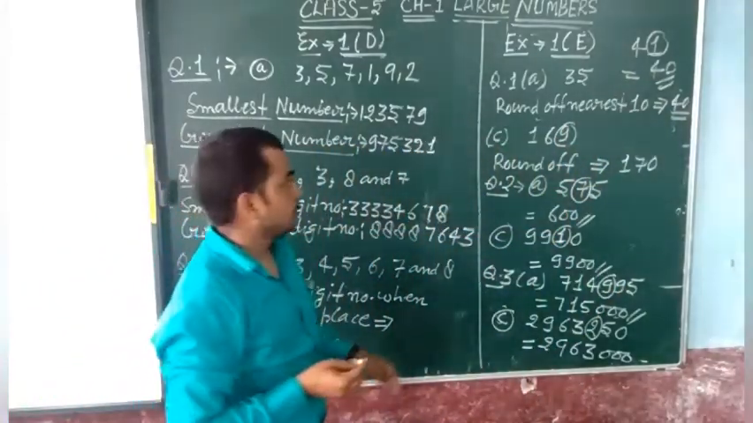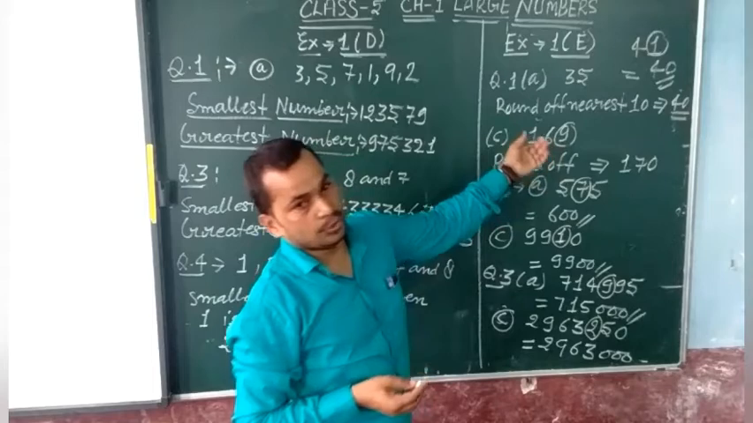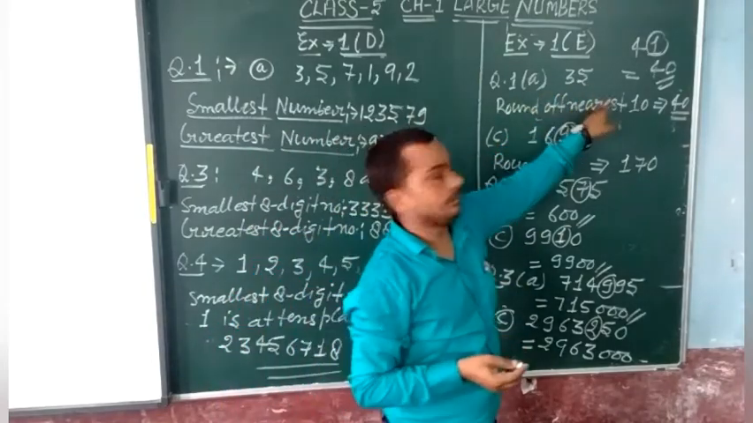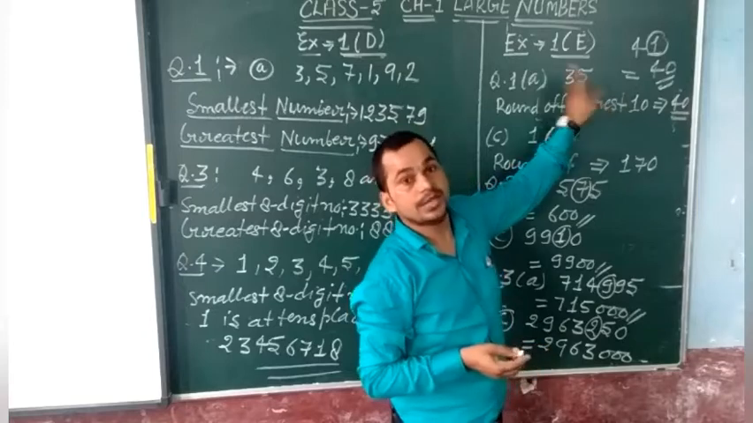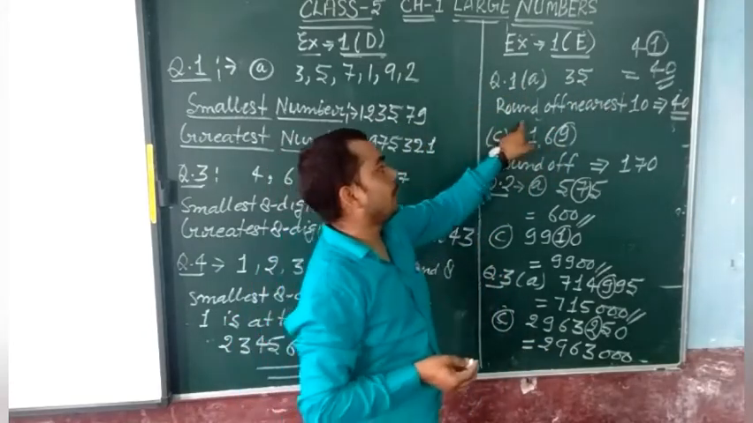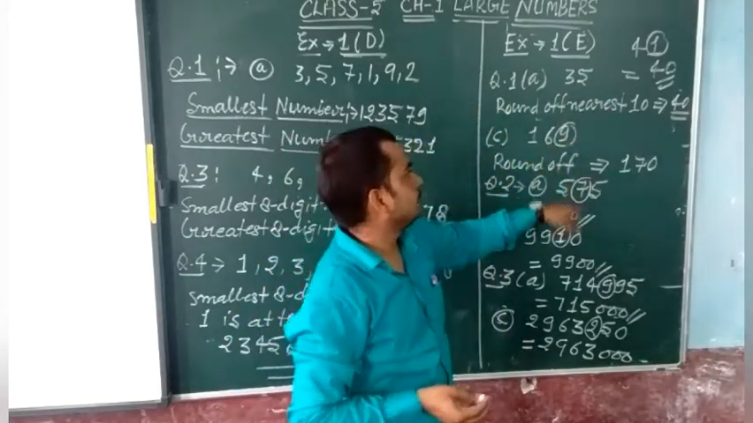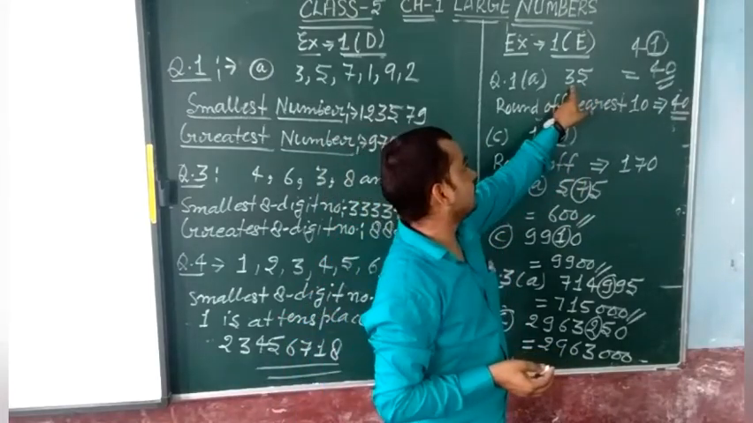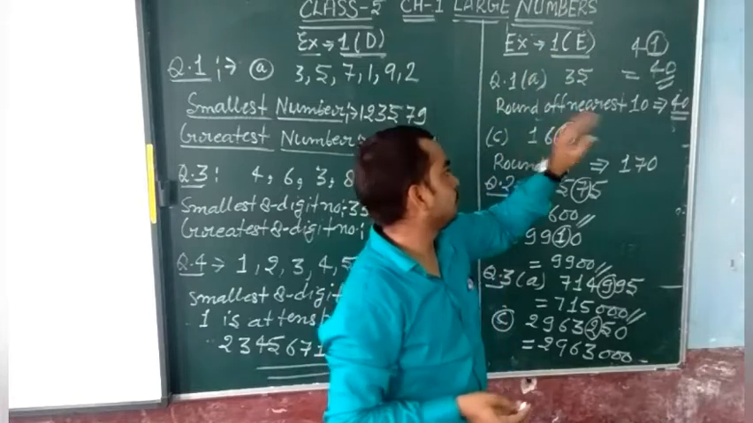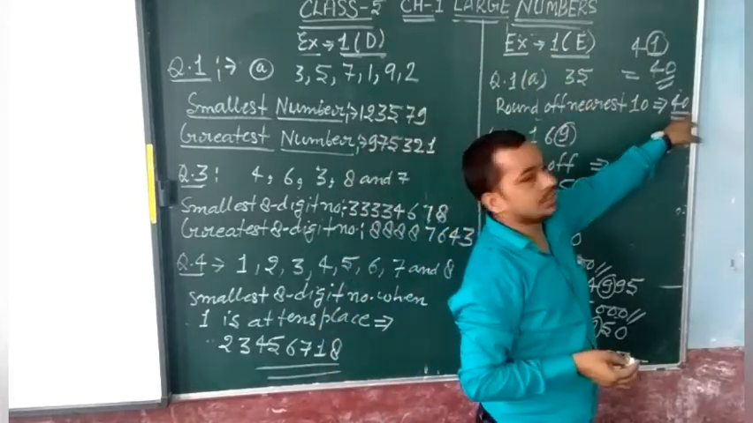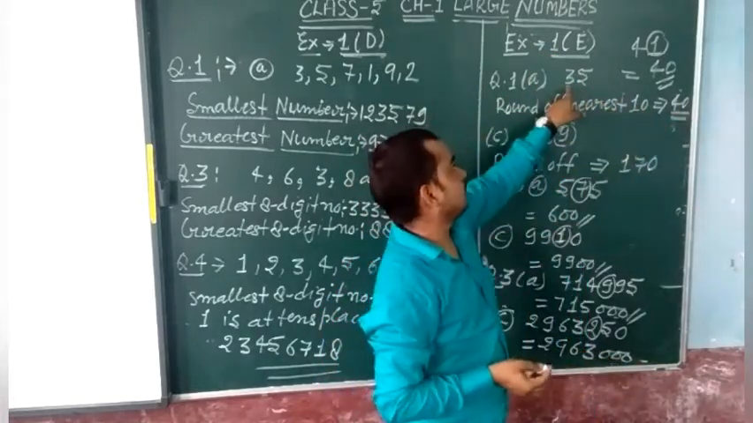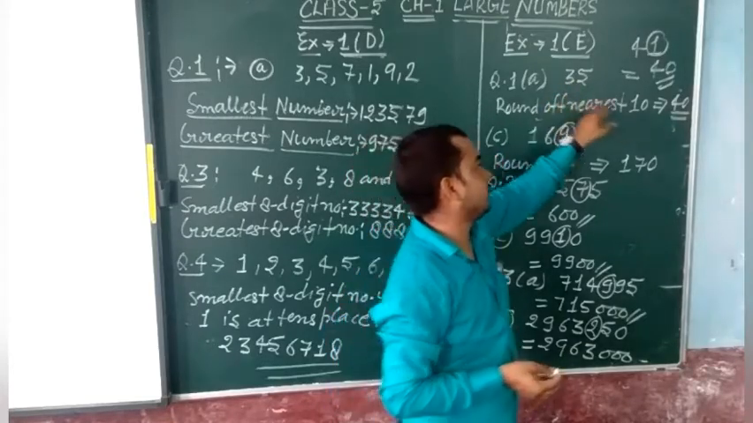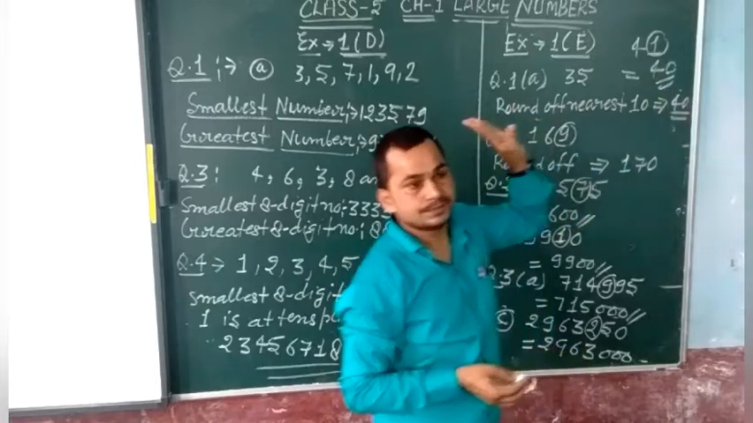If the digit is 5 or more than 5, then, question 1 is 35. Here we have 5 in the ones place. So when we round off to the nearest 10, here it is 5, so the preceding digit is increased by 1. So 5 is replaced by 0 and 3 is increased by 1. 3 plus 1, 4, that is 40.